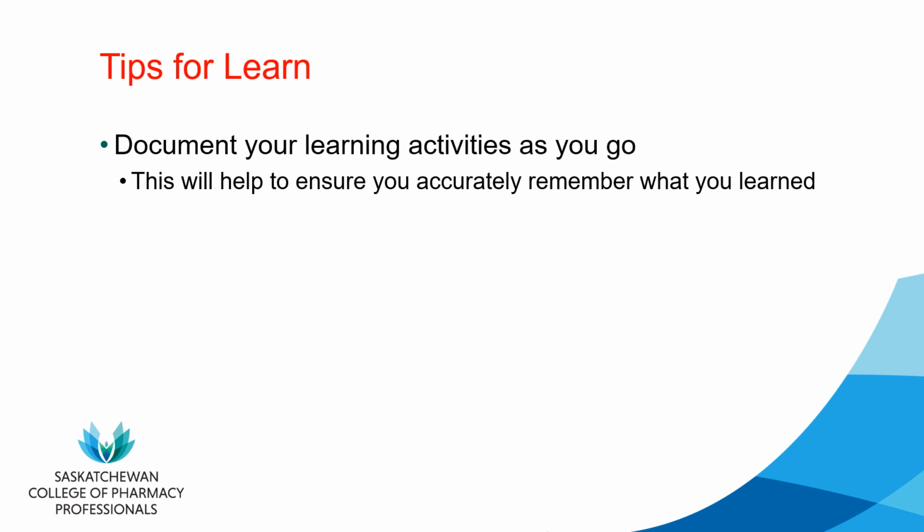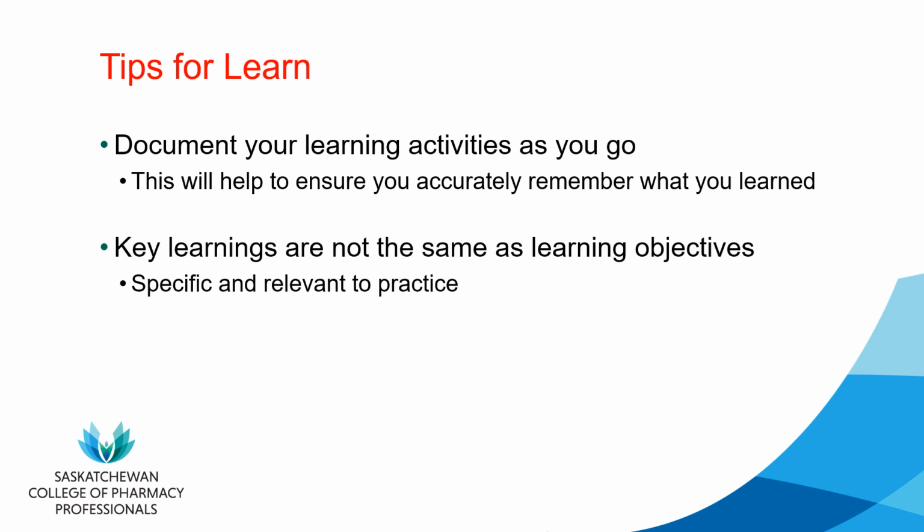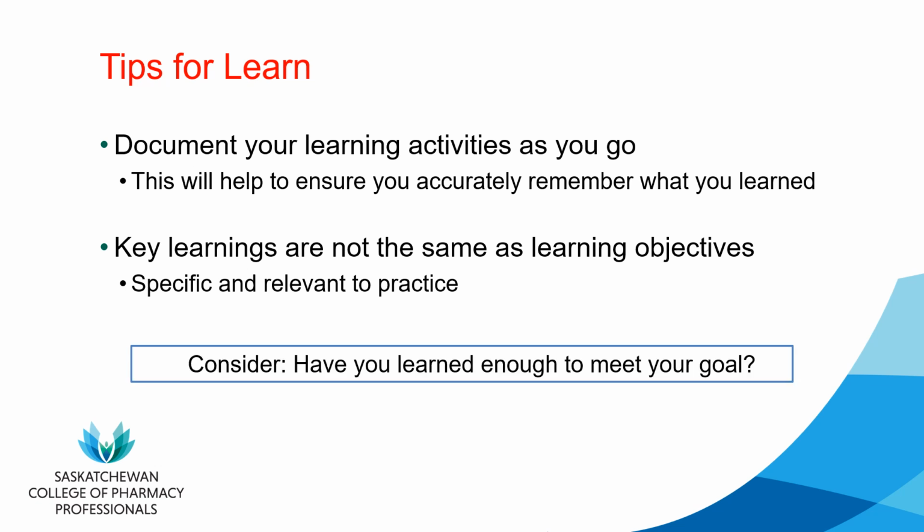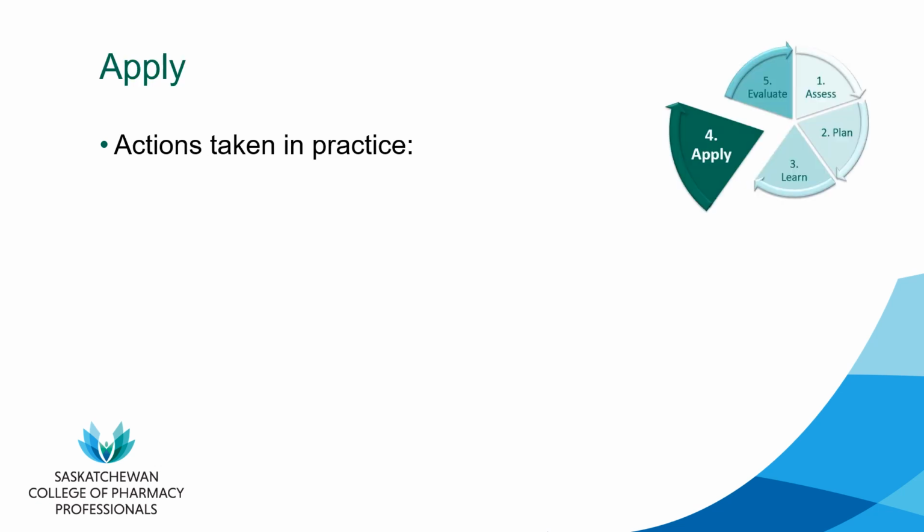Some tips for the Learn step include: document your learning activities as you go. This will help ensure that you are able to accurately remember what you learned and when. Key learnings are not the same as learning objectives for an activity. Learning objectives outline the learning goals and expectations for a learner, whereas key learnings are specific points that you, as the learner, recognize are important and relevant to your practice. When you think you have completed enough learning, ask yourself if the knowledge gained will help you meet your goal.